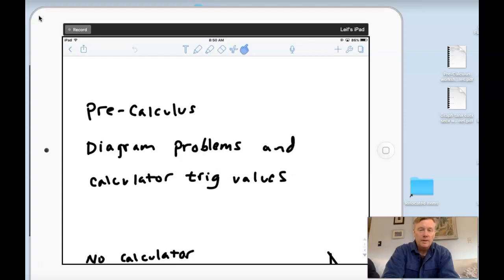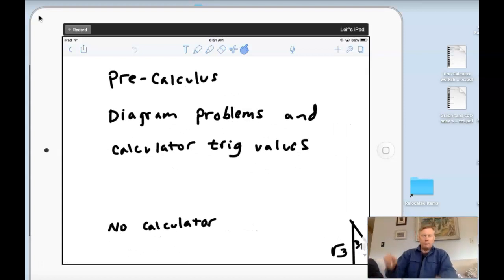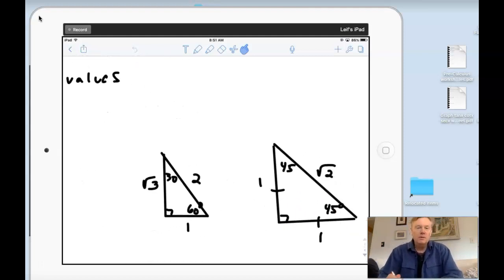Okay, good morning. Today, for pre-calculus, I'm going to be covering diagram problems and calculator trig values. I'm going to start out by doing a few problems that are no calculator problems, which often means we're going to these two triangles an awful lot in this part of the course. The 30-60-90 and the 45-45-90, you're welcome to write these on your formula sheet and refer to them as needed.